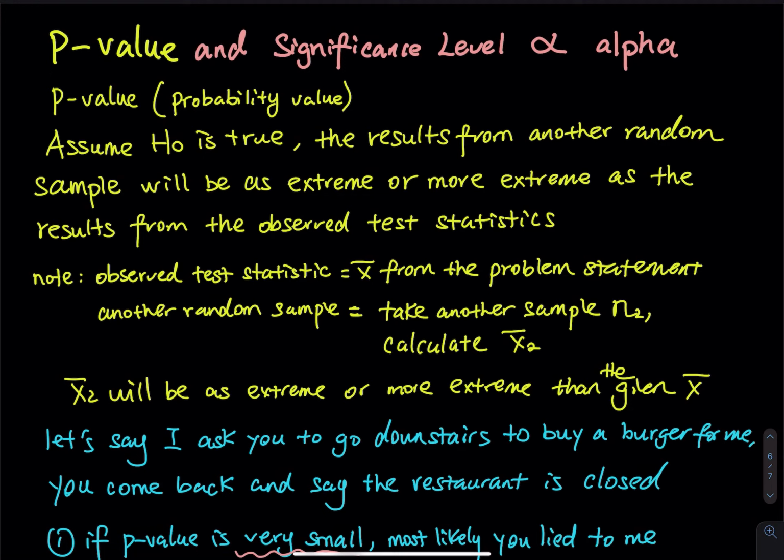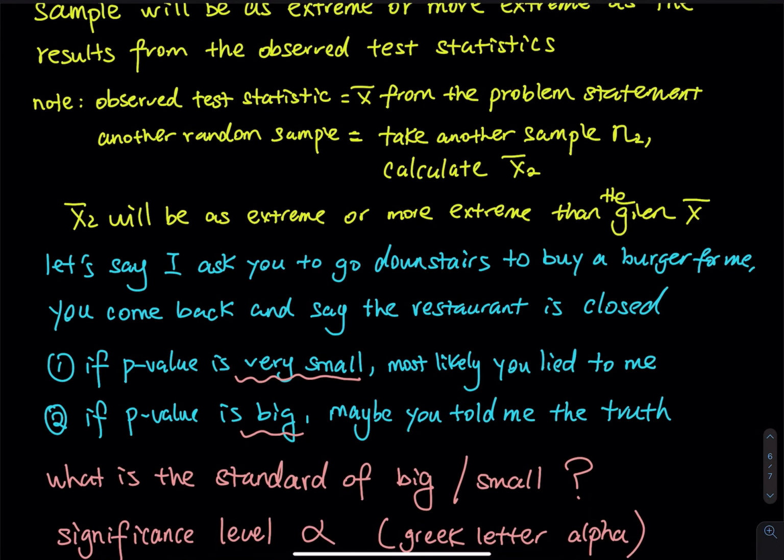So let's say I ask you to go downstairs to buy a burger from me, and then you return and say the restaurant is closed. So there are two possible cases in here. Number one is if the p-value is very small. You come back and I asked you to do something for me, and then you give me an answer. Your answer is the restaurant is closed. So that means you are not able to get a burger for me. So number one, if the p-value is very small, you make a statement, the restaurant is closed.